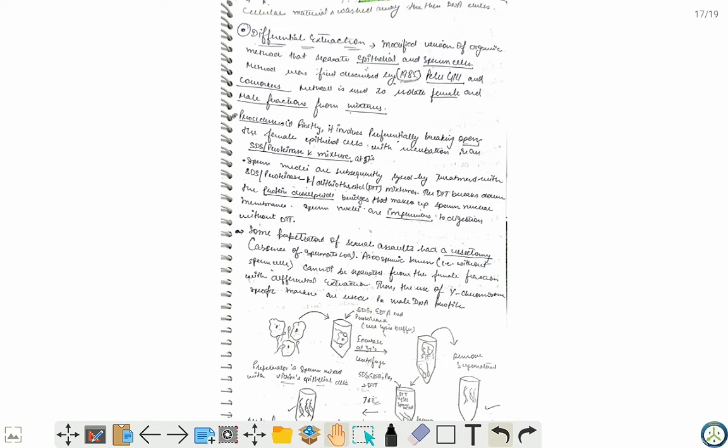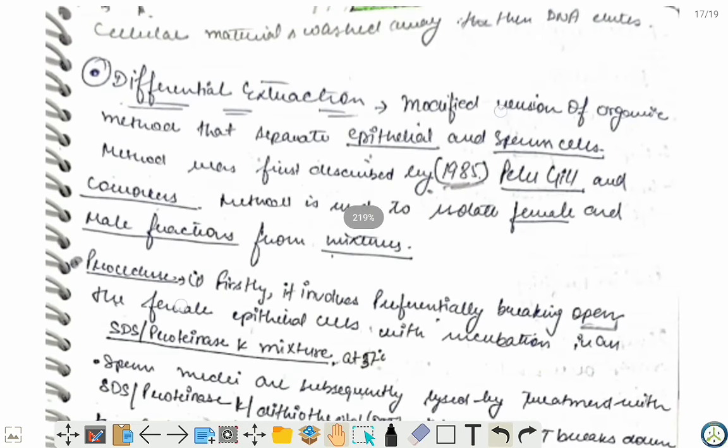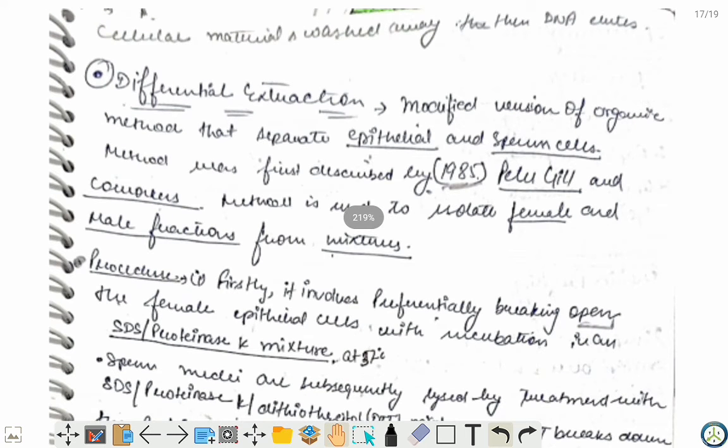So that was our process. The last one is the differential extraction method. This is a very important method. Sometimes at a crime scene we find a sample which is a mixture of both female and male fractions. The female fraction will be the epithelial fraction and the male will be sperm or seminal fluid. This is a modified version of the organic method that separates epithelial and sperm cells.